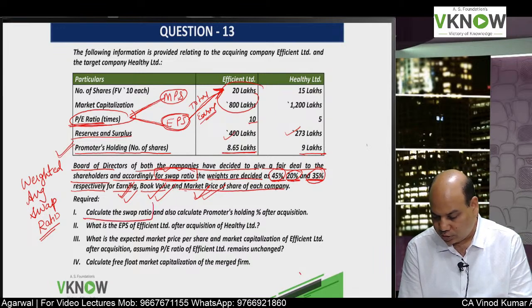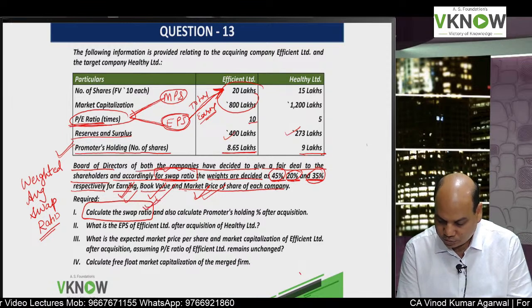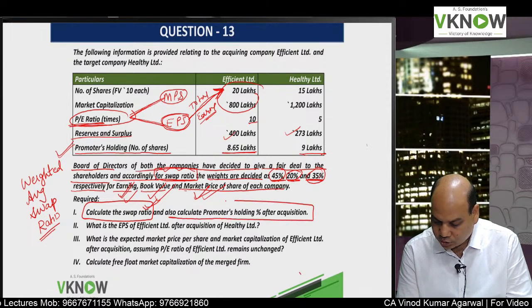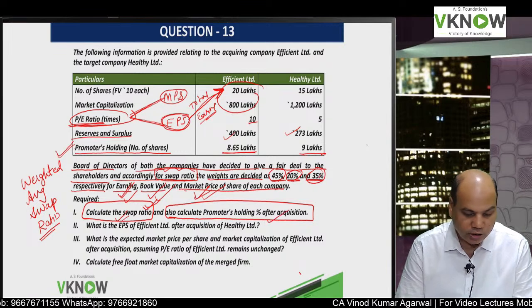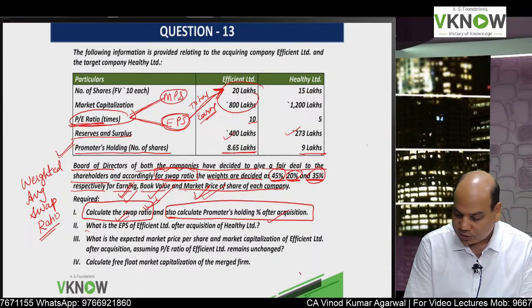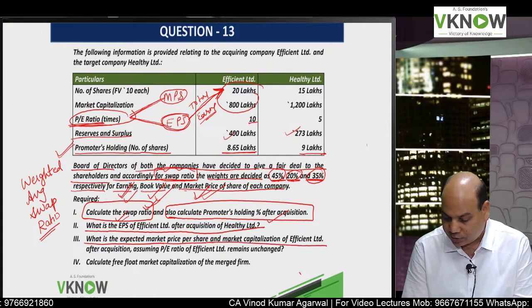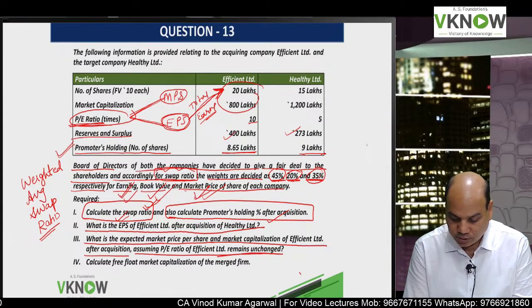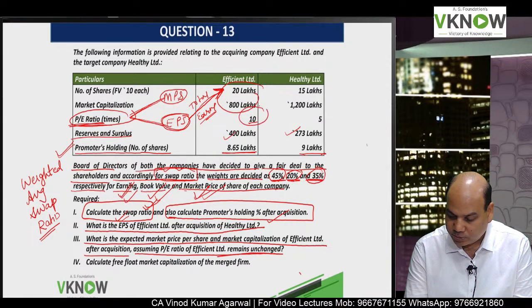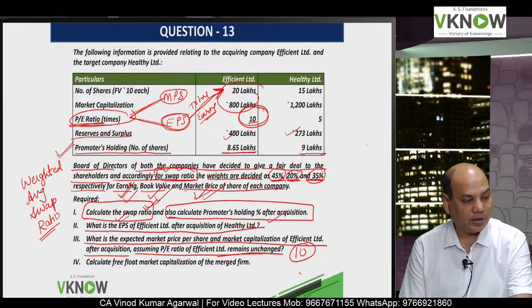That is my first question also. Calculate the swap ratio, and after calculating swap ratio, calculate promoter shareholding percentage after acquisition. If you get this answer right, then you will get other answers right also. What is the EPS after acquisition? What is the expected market price per share and market capitalization after acquisition, assuming P/E ratio remains unchanged? Assuming P/E ratio remains unchanged means P/E ratio will remain 10. For solving the third question, P/E ratio will remain 10.